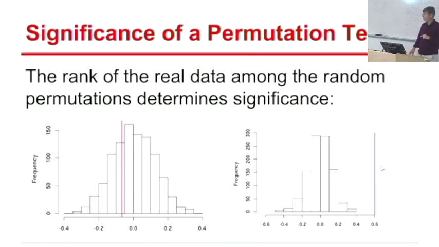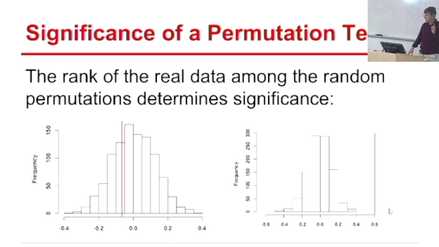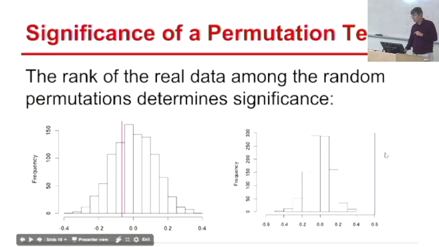In particular, the p-value we're going to get is how many of the random examples were more extreme than the real example, divided by the number of random examples. What fraction of the random samples were more extreme than the observation? That's what's going to give us the confidence that this observation is a real observation. Any questions about that?